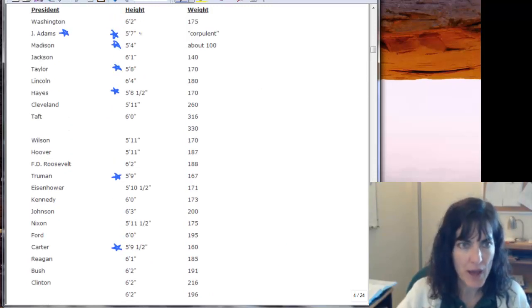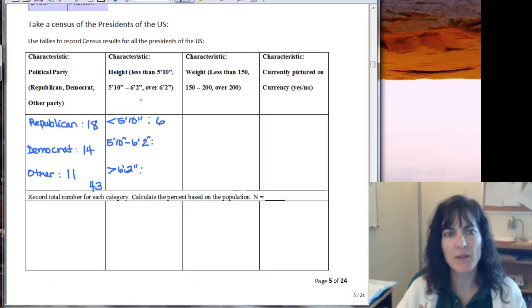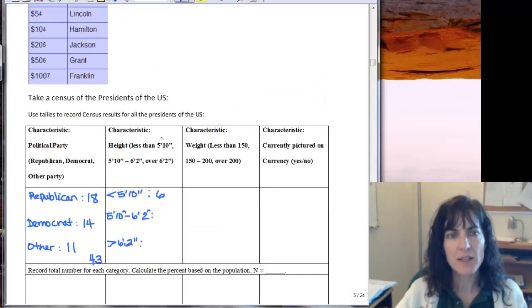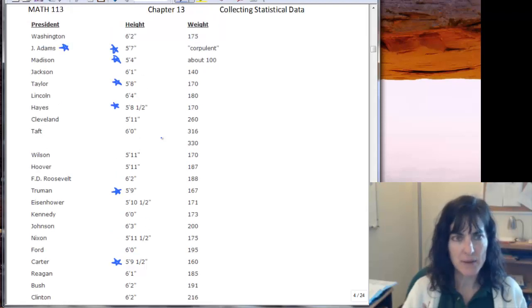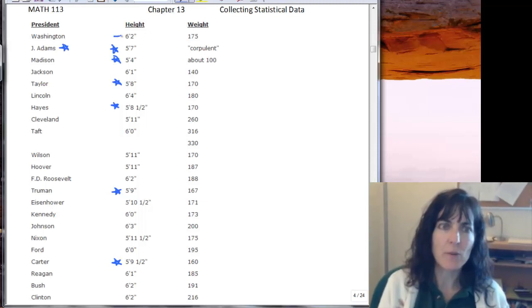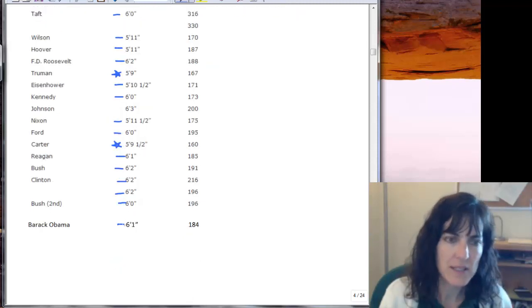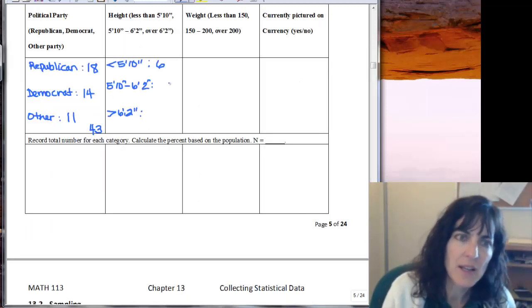So of the people that we have, so we have 1, 2, 3, 4, 5, 6. So we're going to say we have 6 people less than 5'10", and then 5'10" to 6'2". Maybe we'll put a little minus next to them. He's exactly 6'2". He was a tall guy for way back then. So I'm going to put 1, 2, 3, 4, 5, 15, 16, 17 of these guys.